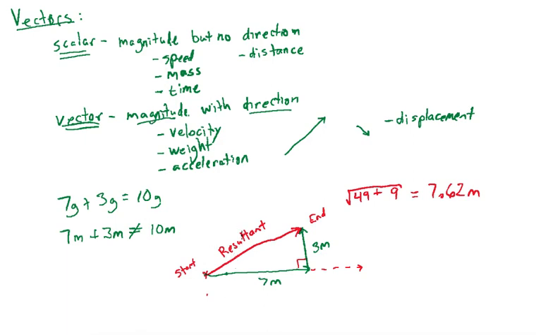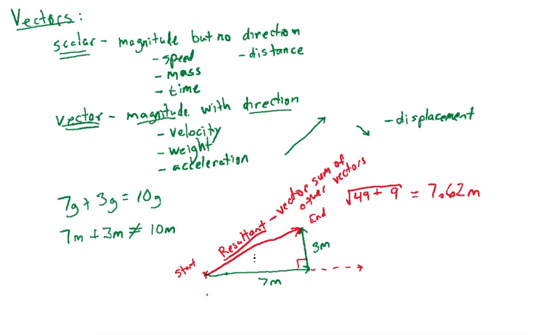It's basically a vector that represents the sum. It's a vector sum of 2 or more other vectors, okay? And then we call that our resultant. That's a pretty important thing.